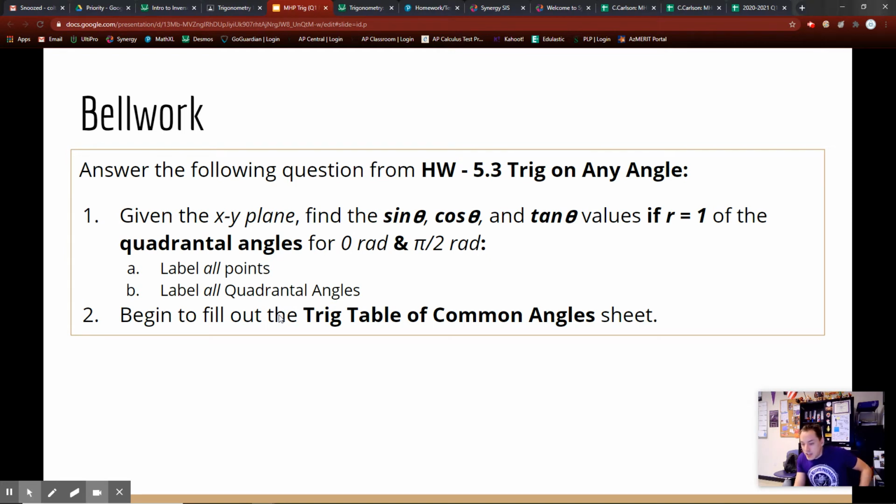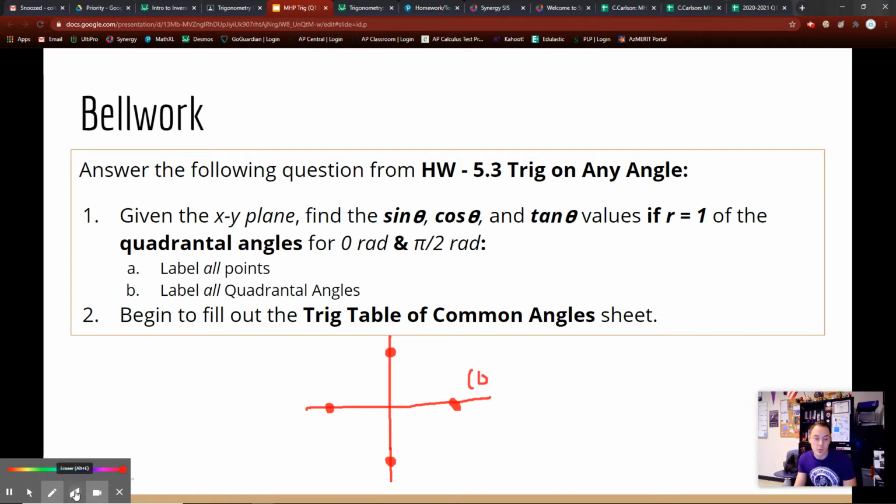Now, to finish bell work off, let's review some of our quadrantal angles. Now remember, our quadrantal angles, if I have an XY plane, are right here. Okay, these are my quadrantal angles. Now, if you remember last week, this point was 1, 0.